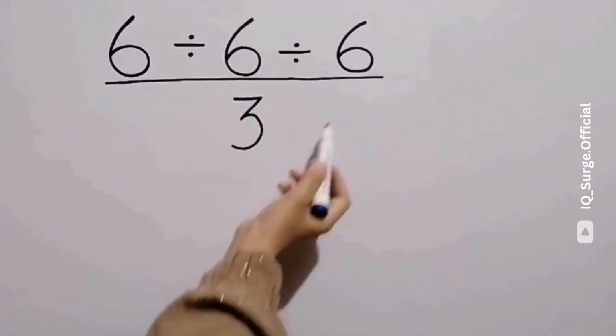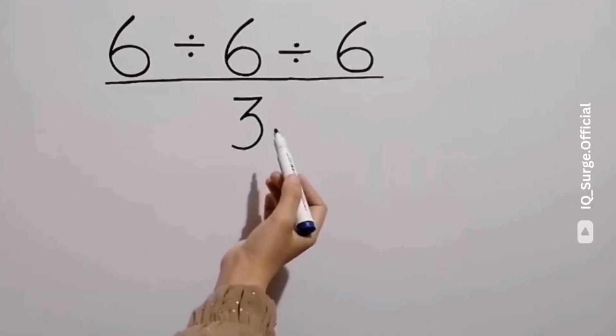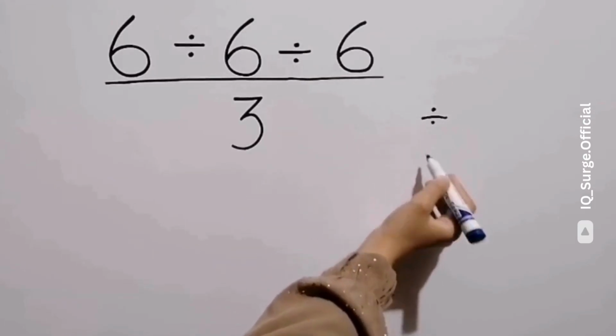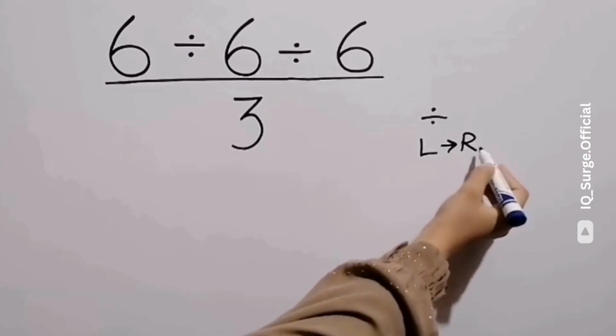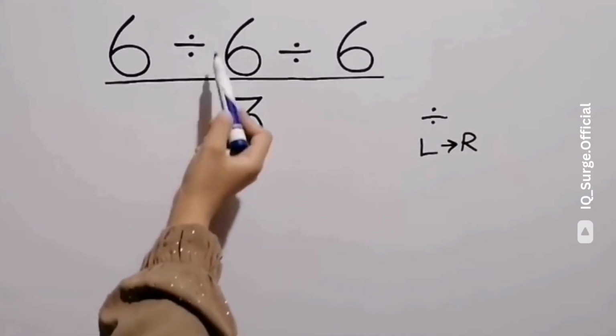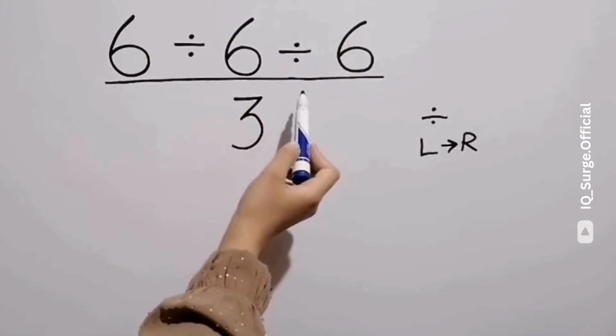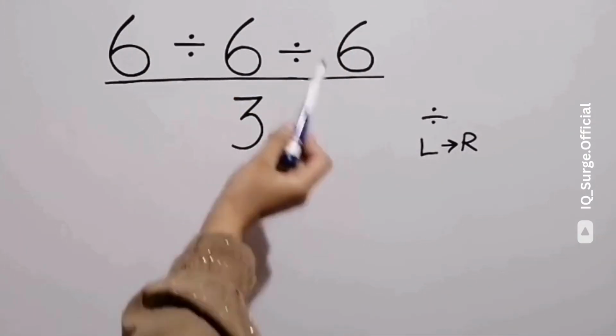Now, to solve this kind of expression, step 1, you have to know the rule for repeated division. Division is evaluated from left to right. So, when you have multiple divisions like this, you have to go from left to right because they have the same precedence in this whole expression.